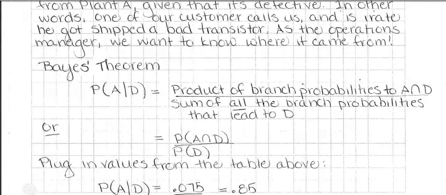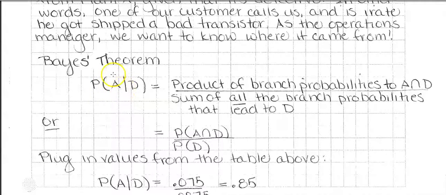So here's Bayes' theorem, okay? This is the probability that a given transistor is from A, given that it's defective. So how do we do that? We're going to find the product of all branch probabilities that lead us to plant A and defective. That's the first branch in our tree. And the denominator is the sum of all the ways we could get a defective transistor. That's going to include our first branch, but it's also going to include the branch that goes through plant B and leads to a defective transistor.